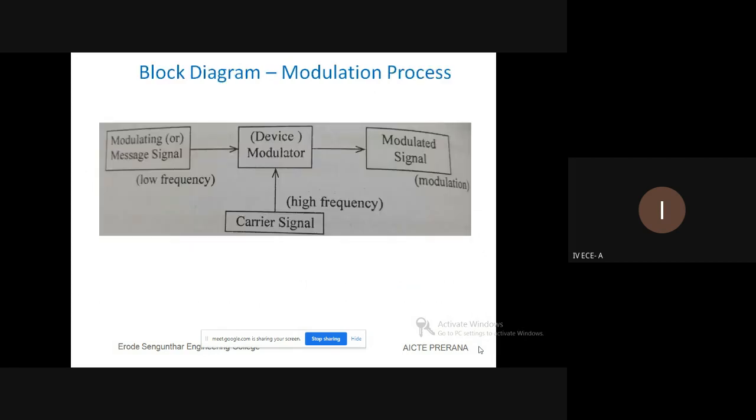This is the block diagram of the modulation process. The first block is your message signal or modulating signal, and it is a low frequency signal. The other input signal you are going to give to the modulator device is the carrier signal, which is a high frequency signal. These two signals are applied to the modulator. At the output of the modulator, the modulated signal comes out after the modulation process.